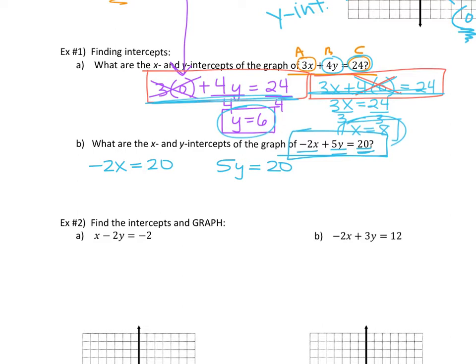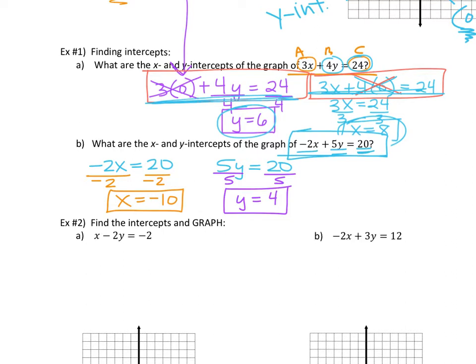How do you solve this first one? Negative 2x equals 20. Divide by negative 2. So x equals negative 10. Okay? The second one, divide by 5 on both of them, and we get y equals 4.